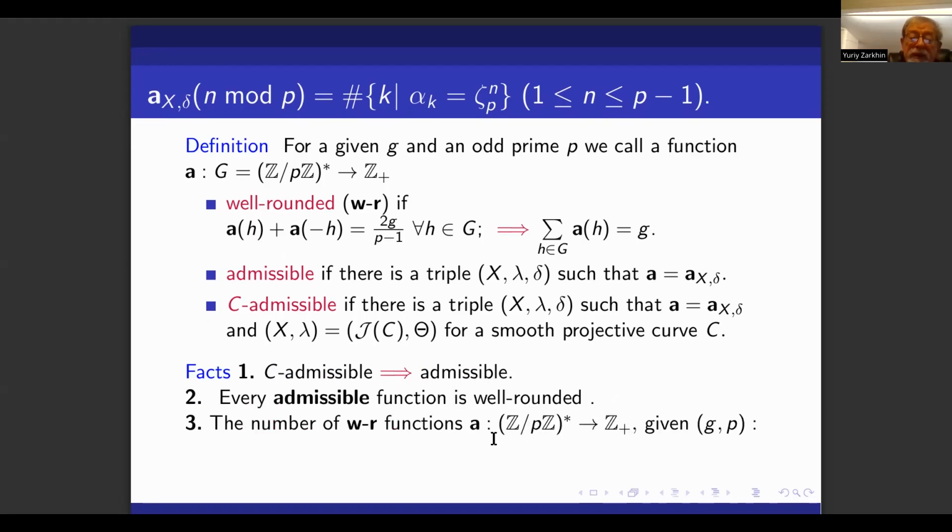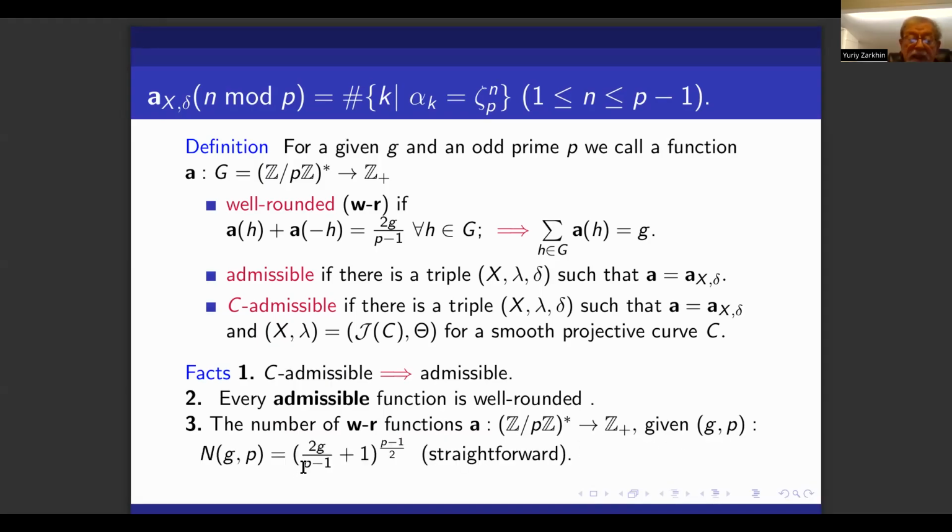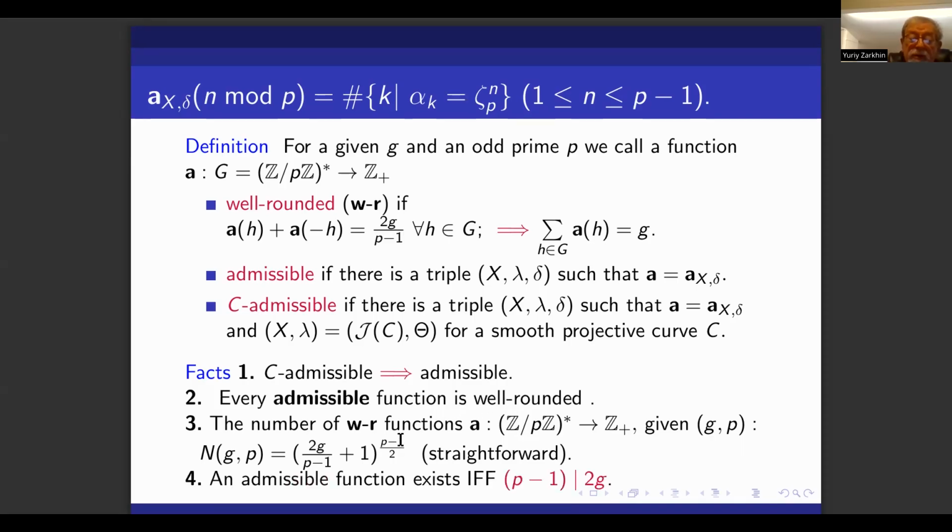Third, the third condition is kind of trivial: the number of well-rounded functions for given g and p is the power of (2g over (p minus 1), plus 1), raised to the power (p minus 1) over 2. It's just straightforward. And the fourth property: an admissible function exists if and only if p minus 1 divides 2g. I believe this fact somehow goes back to Shimura and Ken Ribet.